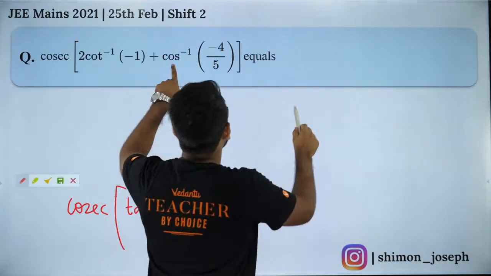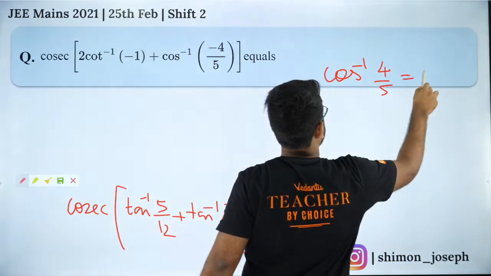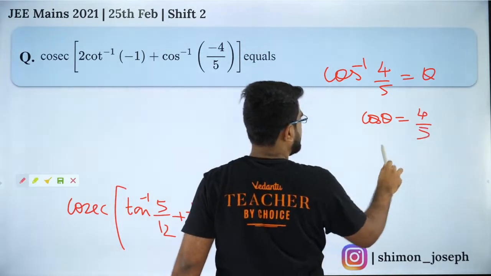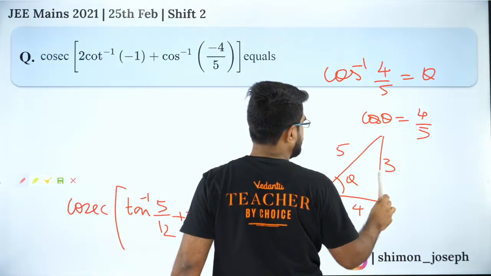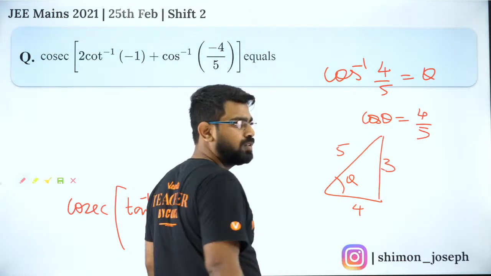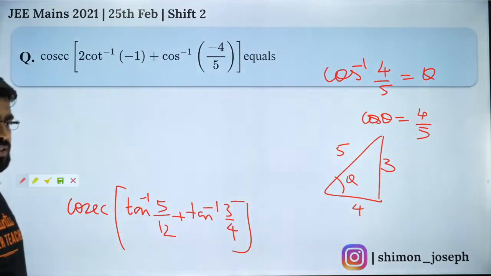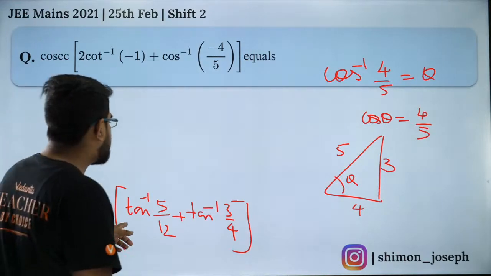Guys, you have cos inverse of 4 by 5 as theta, right? So can I say cos theta is equal to 4 by 5? So the triangle will be: this is 4, this is 5, this is 3. So tan inverse will be 3 by 4. What is the problem, guys? Come on, these are all basics. Okay, are you all clear? So that is how you do it.